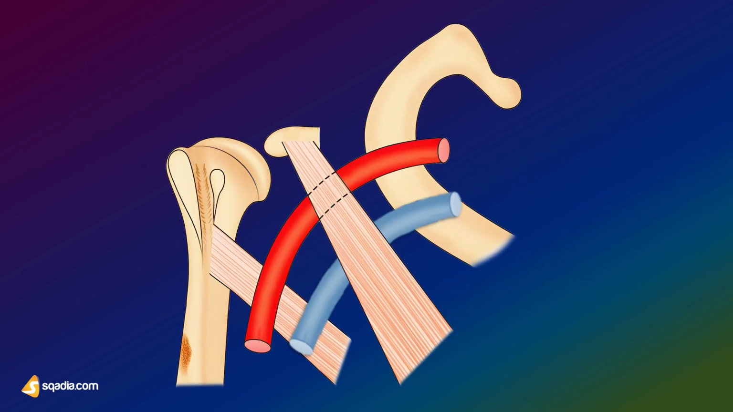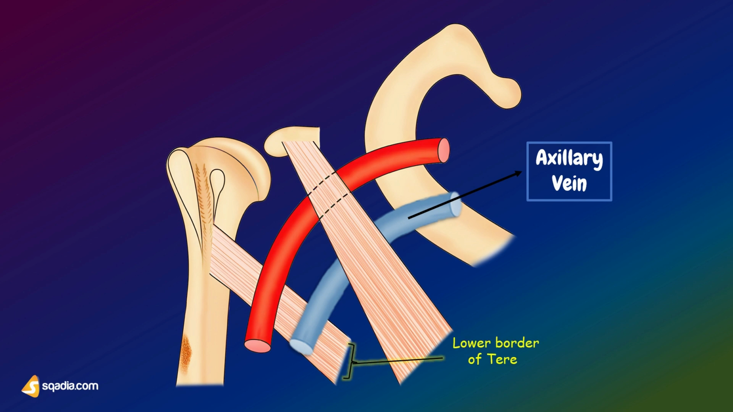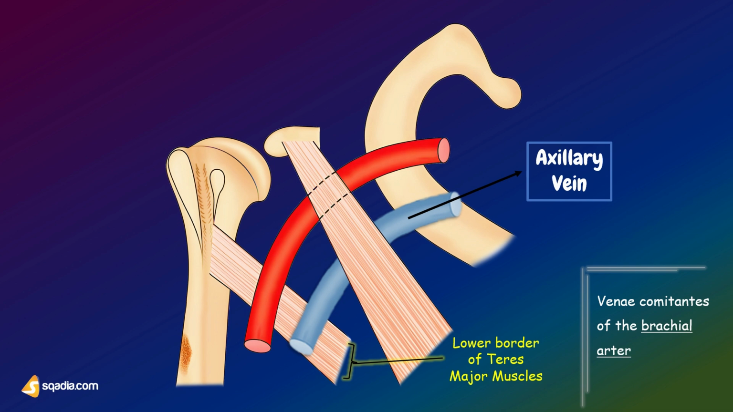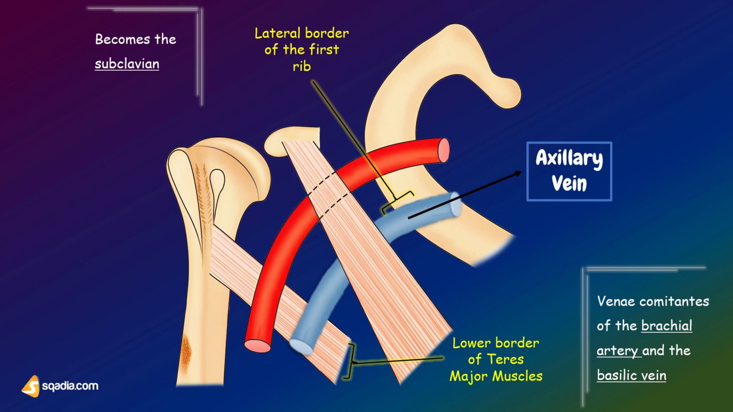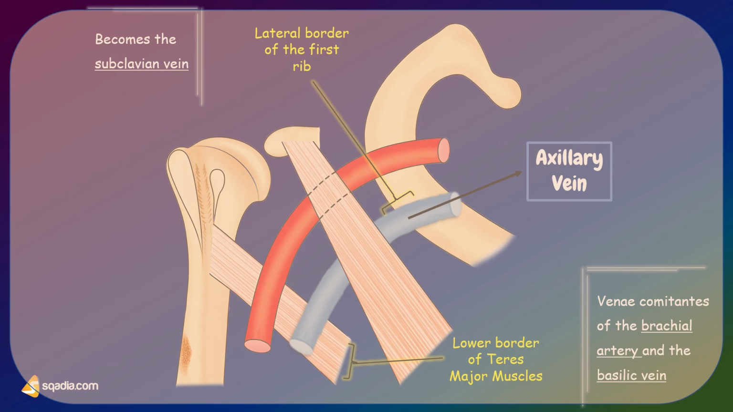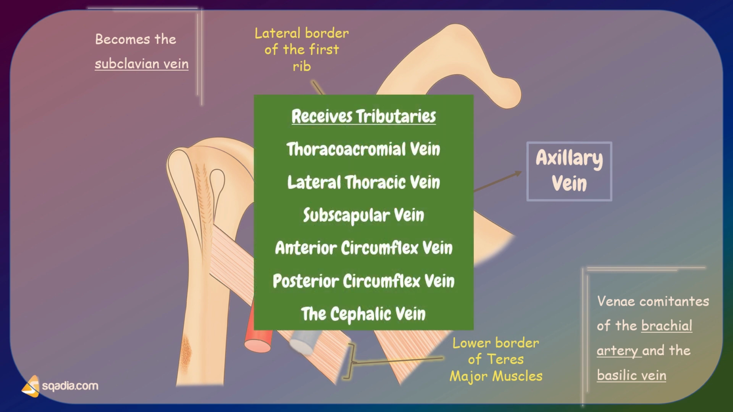Now that we have talked about the axillary artery in detail, let's briefly look at the axillary vein. The axillary vein is formed at the lower border of the teres major muscle by the union of the venae comitantes of the brachial artery and the basilic vein. It runs upward on the medial side of the axillary artery and ends at the lateral border of the first rib by becoming the subclavian vein. The axillary vein receives the cephalic vein and veins accompanying the branches of the axillary artery.